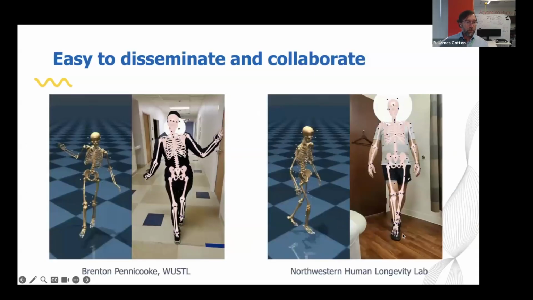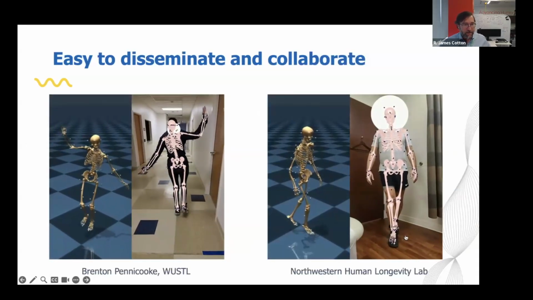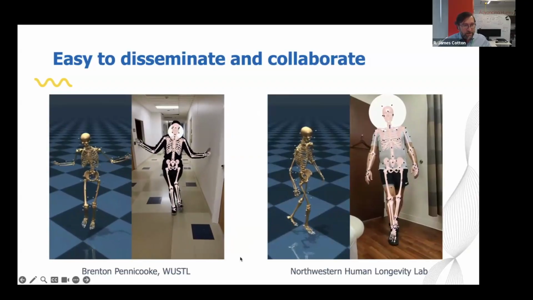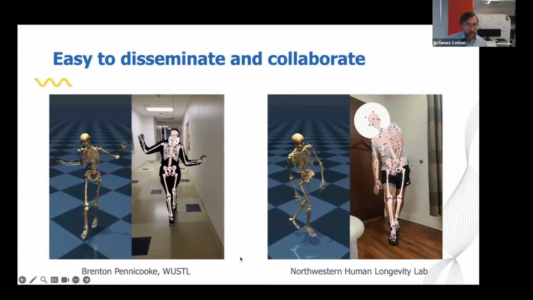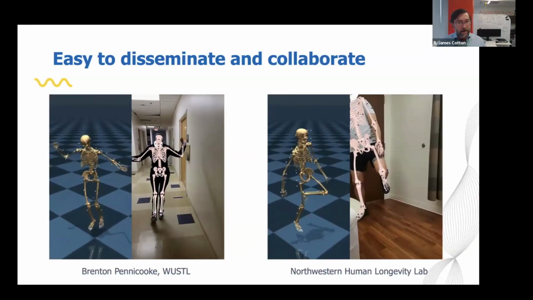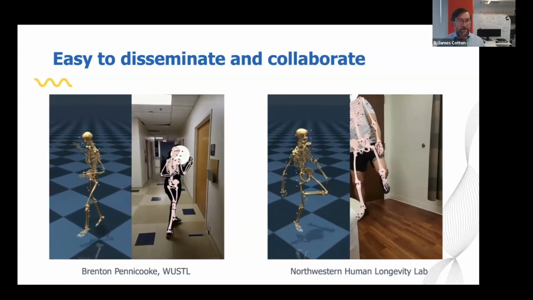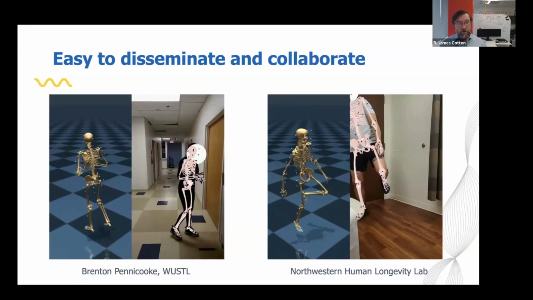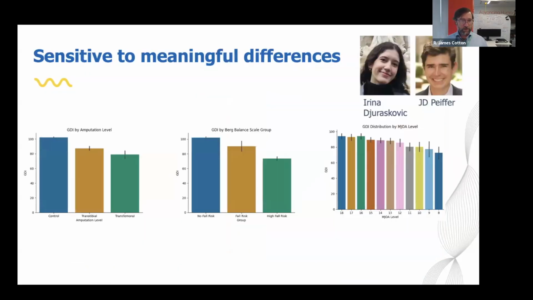And what's nice about this is it's very easy to disseminate. For example, on the left, this is a collaboration we have with a neurosurgeon at St. Louis, Dr. Pennycook, and he wanted to look at gait outcomes pre and post cervical myelopathy decompression. So now we could really recruit easily when we take that data collection to his clinic. Similarly, on the right, this is a collaboration with the Northwestern Human Longevity Lab. And so this technology is really improving our ability to collaborate. And what's nice is we're seeing it sensitive to clinically meaningful differences.